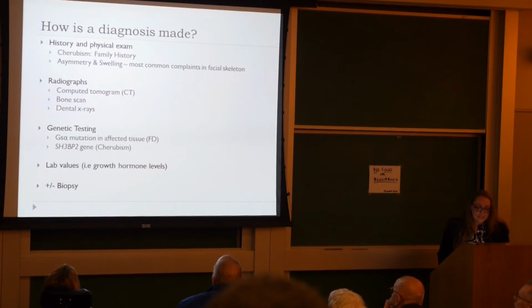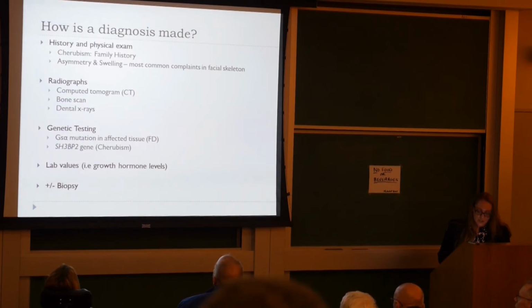And the diagnosis is typically made based on a good history and physical exam, as well as in cherubism having a family history. But we see this asymmetry and swelling, which are the most common complaints in the facial skeleton. And then we can do a CT scan, which is the gold standard of imaging, as well as a bone scan, which will show us what the distribution of the lesions are and how they're progressing over time.